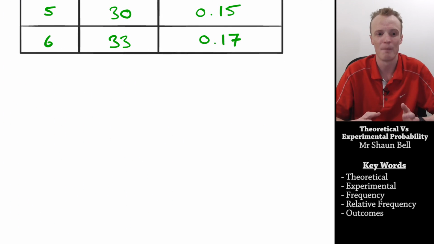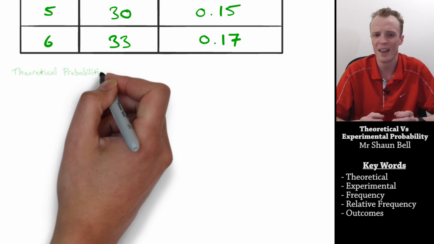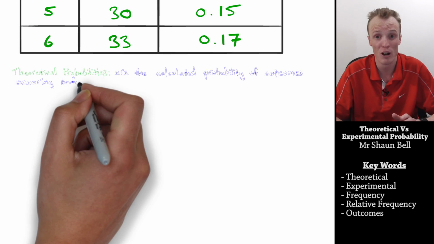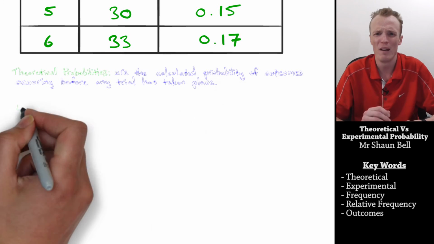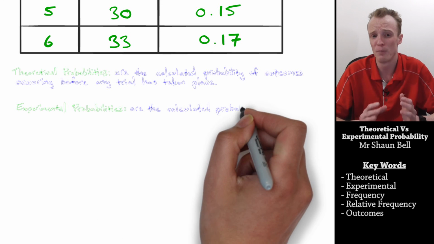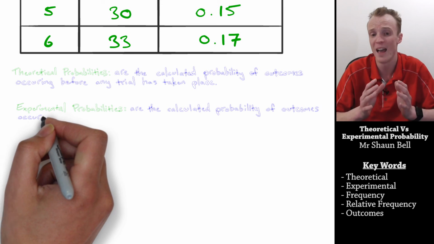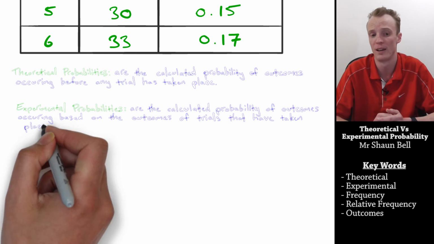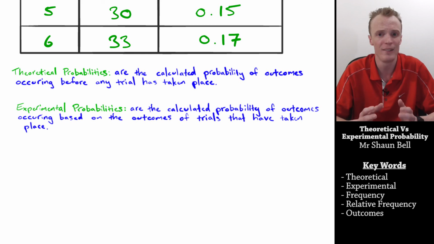So, to recap, theoretical probabilities are the calculated probability of outcomes occurring before any trial has taken place, whereas experimental probabilities are calculated probabilities on outcomes that have occurred on a series of trials that have taken place. The more trials that these are based on, the more likely this will be closer to the true probability of outcomes occurring.